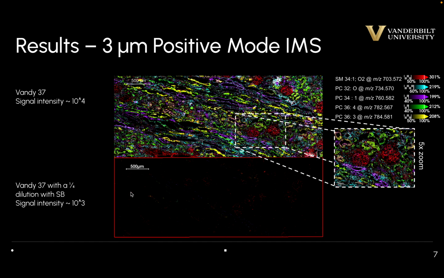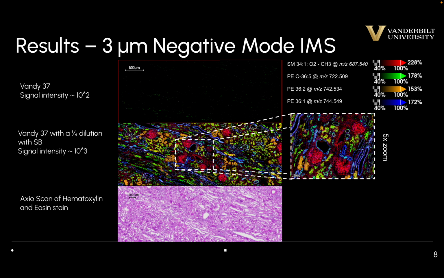And so, given that this worked, we knew that we could then apply it to a negative mode signal, since if our 3-micron positive mode IMS did not work with Vandy37, we would have messed up some step in our sample prep. But given that it worked, we moved on to negative mode. And so here is our very first 3-micron negative ion mode image of the human kidney that we were able to do here at Vanderbilt.